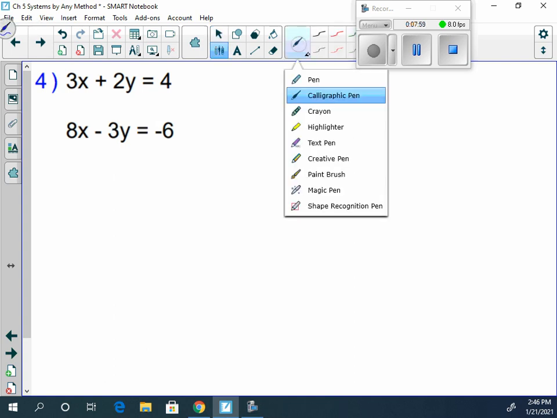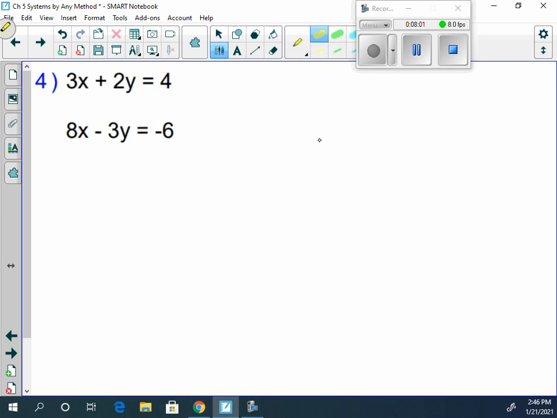Now, if we're looking at elimination, we want what? We want either the x's to have the same value in front of them or the y's. And we normally get that by multiplying one equation by a number or the other. So if I look at, say, the x's, can I multiply something by 3 to get 8? Well, no, because 3 times 2 is 6, 3 times 4 is 12. It doesn't work out well. Let's look at the other one. Can I multiply 2 by a number and get 3? Well, no. So I can't multiply by a number.